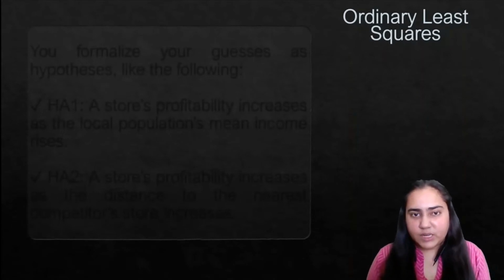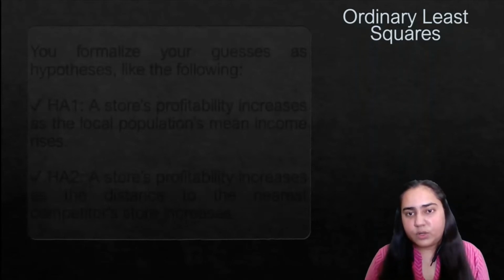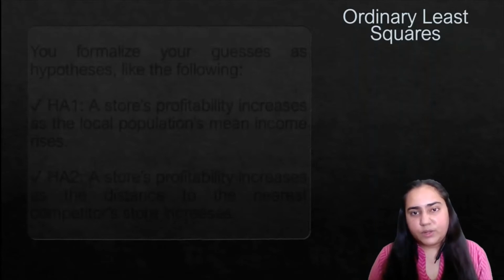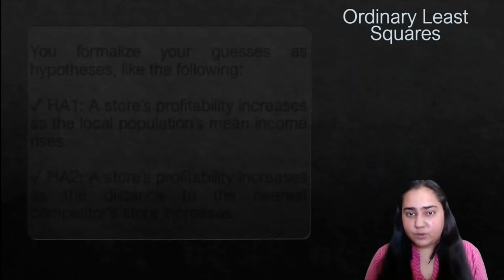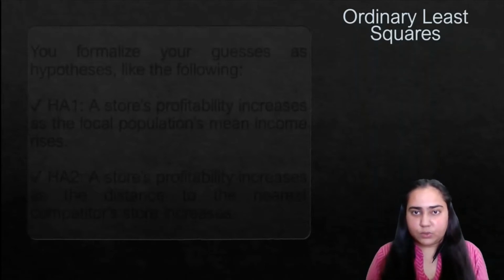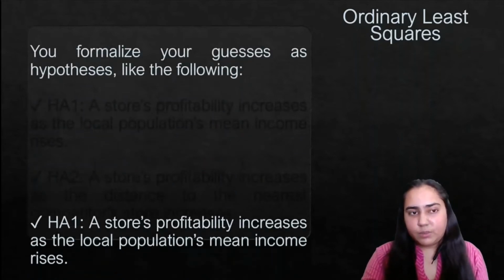Now you just find out data about all these stores, finding out what the average income is of the people around, and you'll also try to find out where the nearest competitor's store is located, at what distance from your other stores. So you'll do that. And before you do that, you'll formalize your guesses as a hypothesis in the following manner.